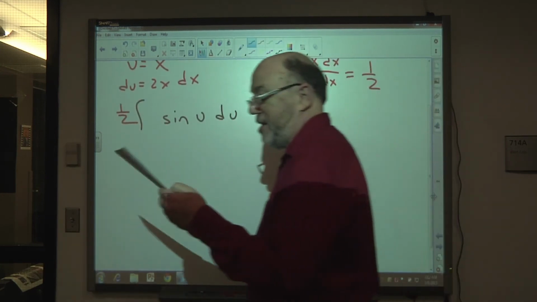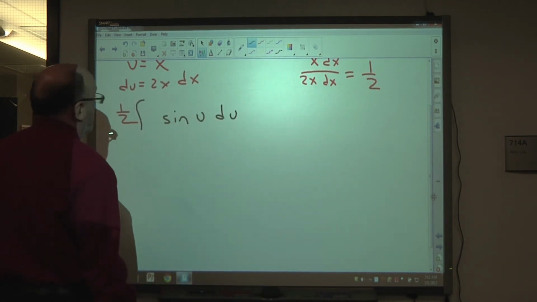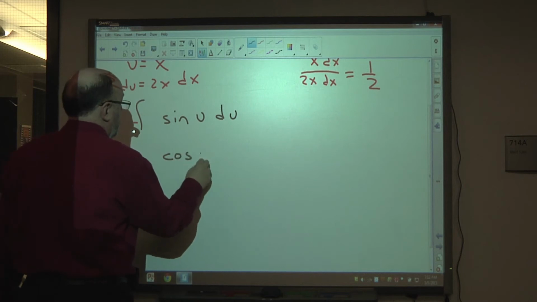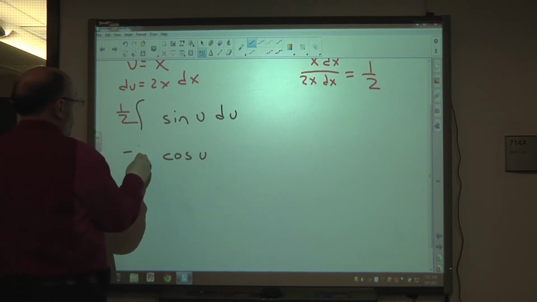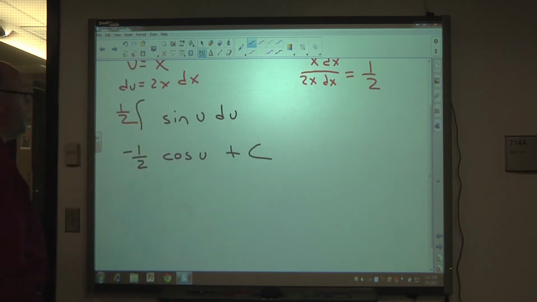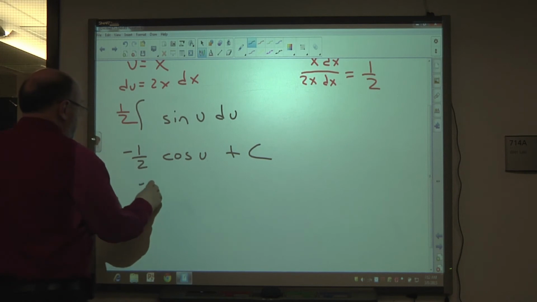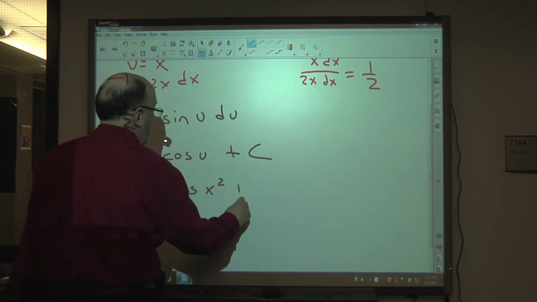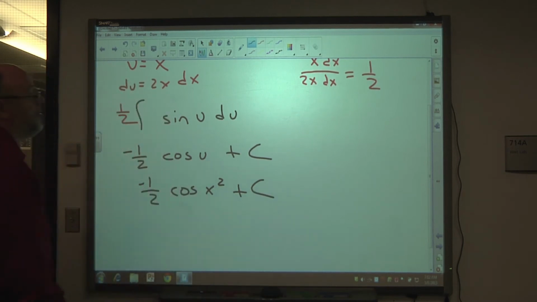So now we can integrate. And so we integrate sine, we get negative cosine. So we'll get a minus 1/2 cosine u. And then the last step is to plug back in. And we end up with this. Right? And then if this was a definite integral, we just plug the numbers in at this point and get an answer. Right?